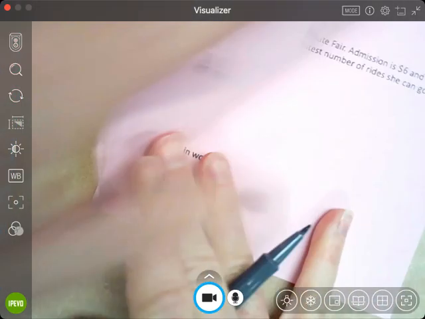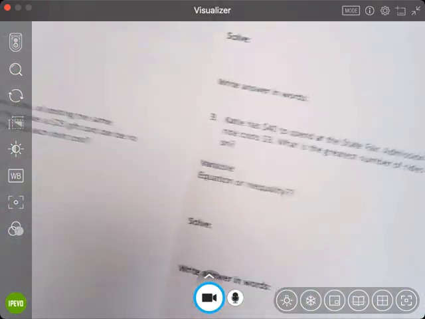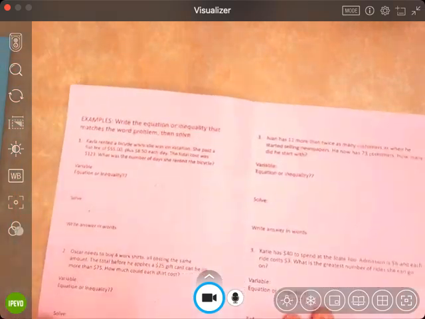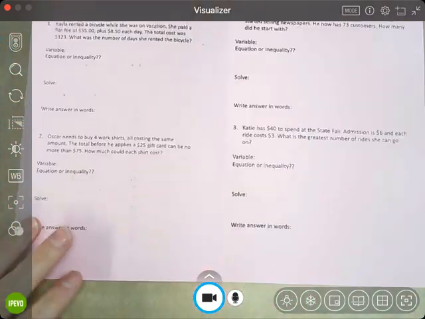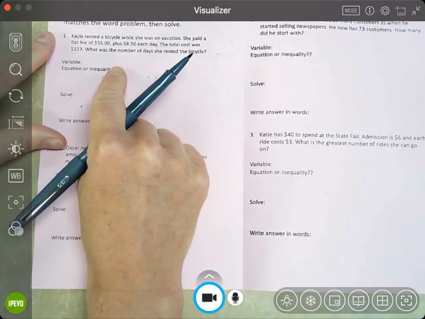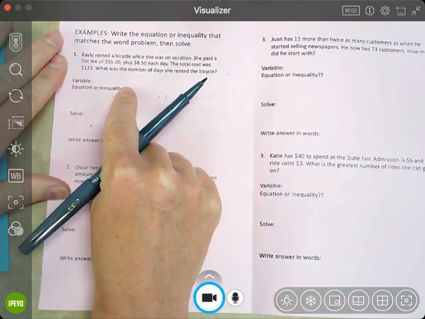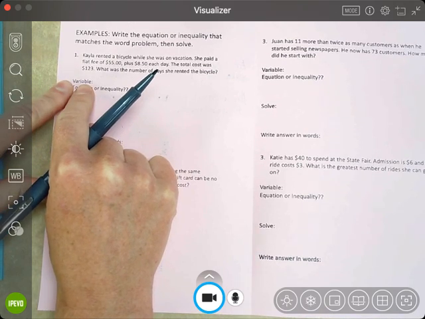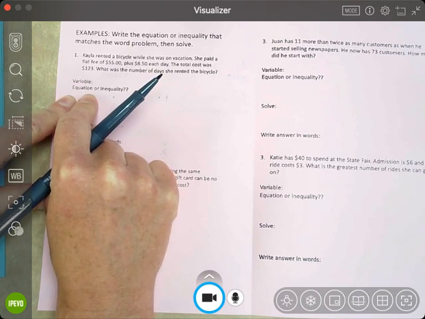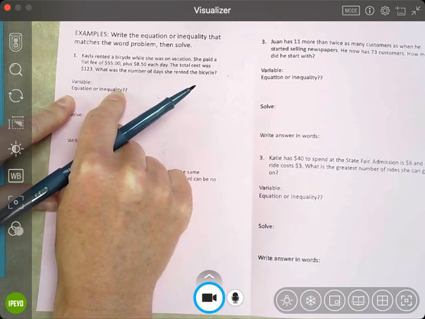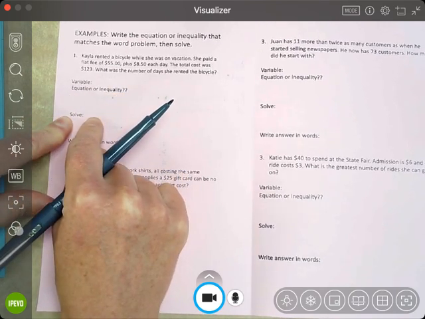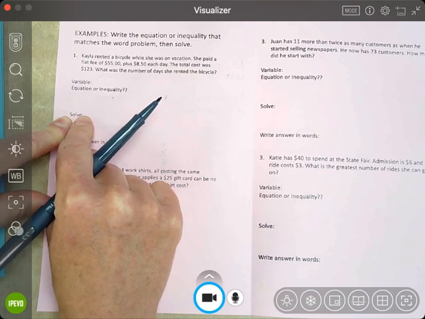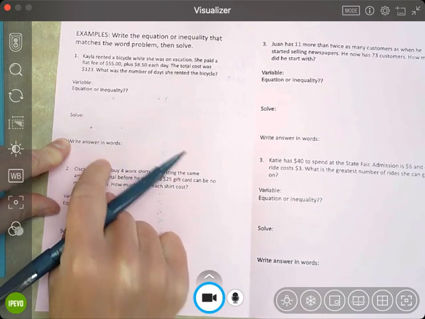So you are going to work with your table groups to do any 3 of these problems. Then tomorrow we will check your work and make sure you have all 4 completed. You are going to follow the steps though. So you're going to write your variable. You get to decide. Is your variable X? Is it A? Is it B? And also, what does it describe? Decide whether it's an equation or inequality by circling the equation or inequality. Write and solve your equation, and then write your answer in words.